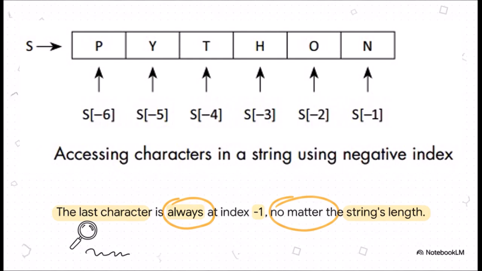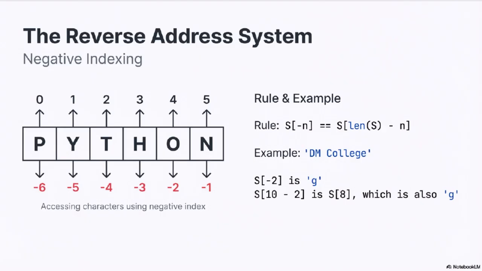Well, Python has this really clever and elegant solution. You can count backwards from the end using negative numbers. The very last character of any string, it doesn't matter how long, is always at index -1. The second to last is at -2, and so on. This is an incredibly useful shortcut that saves you from having to figure out the length of the string first.